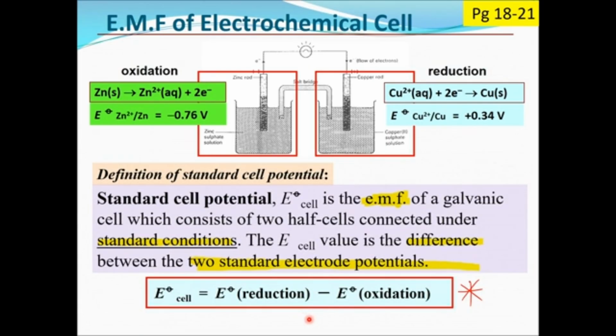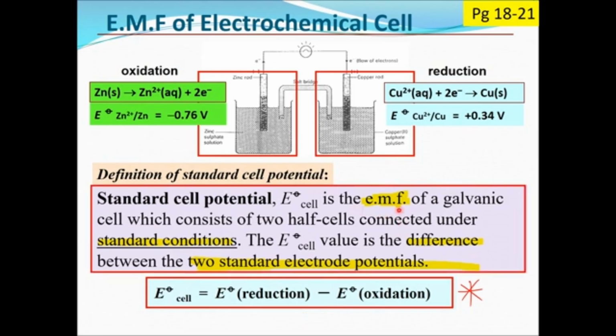So the definition of the cell potential is the EMF of a galvanic cell which consists of 2 half cells. This idea of galvanic cells could be voltaic cells, could be electrochemical cells; they all mean the same thing. Under standard conditions, which we have done earlier, the difference between the 2 standard electrode potentials, that is the potential difference, right? This will give us our standard cell potential. So you do need to know this definition as required by the syllabus. Define this term.